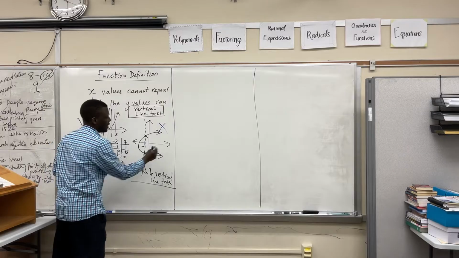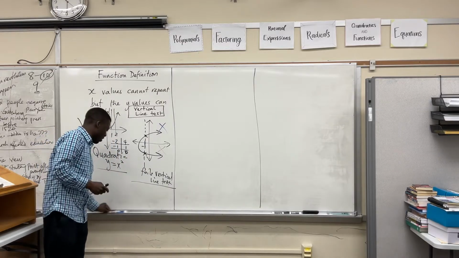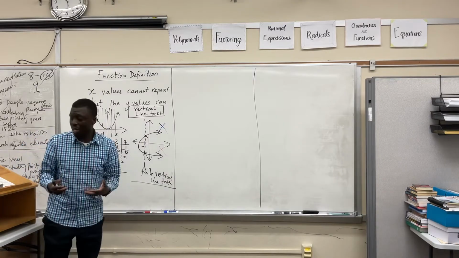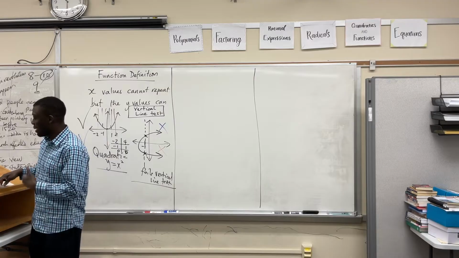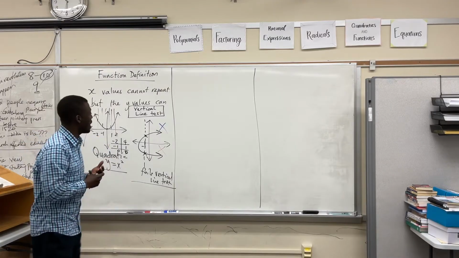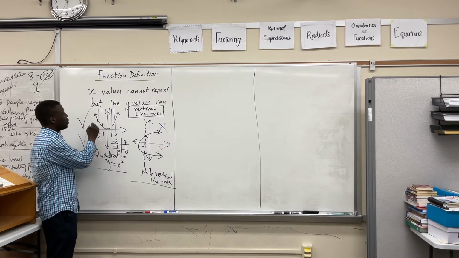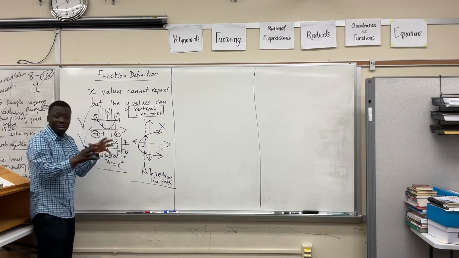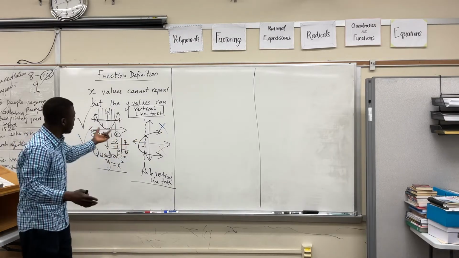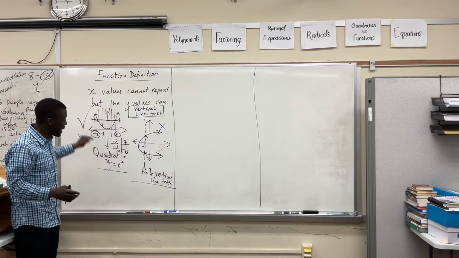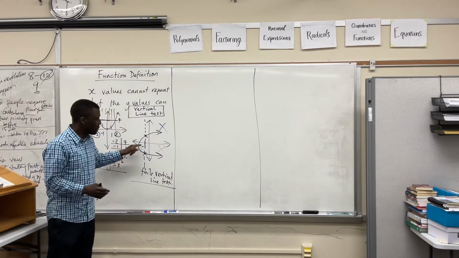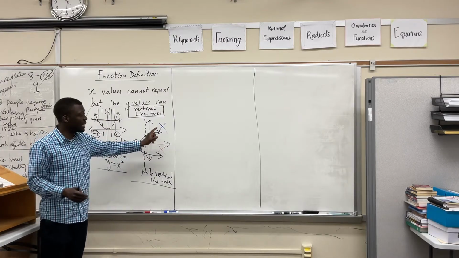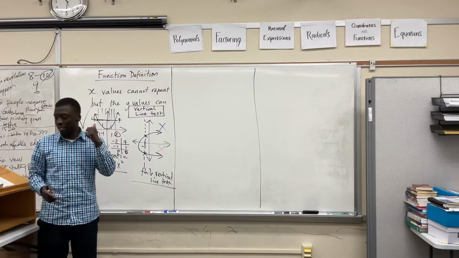Well, we can do it like this. We're going to start using different colors of marker here. So we have the definition of a function given in your book, and then we have a simpler definition, which is simply that the x values cannot repeat, but the y values can. Notice that when you have -2, you're going to have a 4, and when you have a 2, you're going to have a 4. So -2 and 2 give us a value of 4, but a quadratic is a function. But over here, -1 is giving us two different values, so it's not a function. When you fail the vertical line test, you're not a function. When you pass the vertical line test, you are a function.